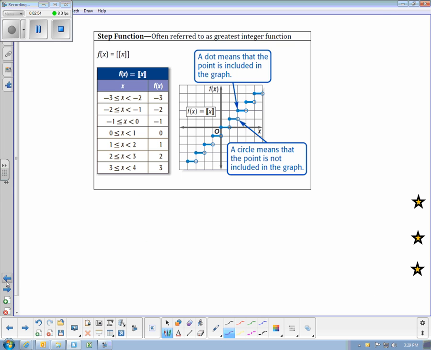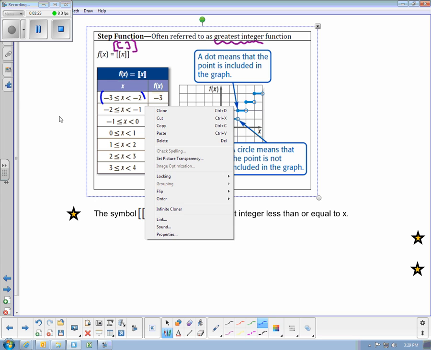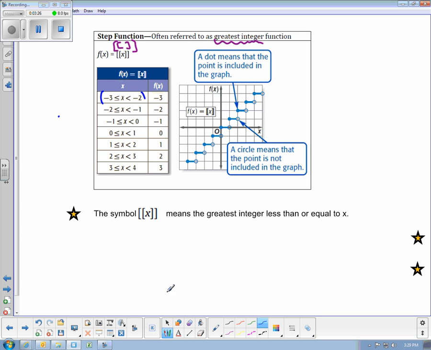Okay, so step functions. A step function is also often referred to as the greatest integer function. And that's what this symbol means. This double bracket means that we're looking for the greatest integer that is less than or equal to x. So when you look at a step function, one way you can determine that it's a step function is because of all these intervals here. The interval of x is -3 to -2, then the next interval, -2 to -1, then the next interval, -1 to 0, and so on. So all of these intervals have a different integer value.